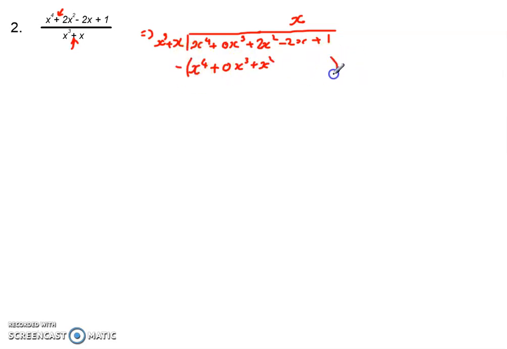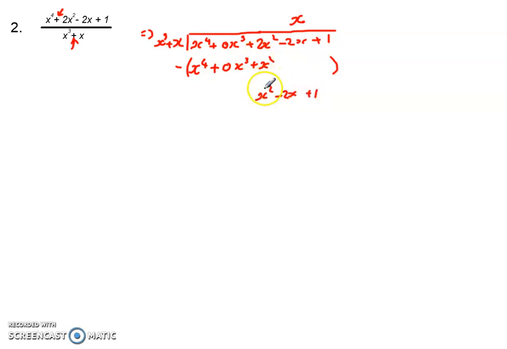Then follow the same set of steps and I subtract them. x to the 4 take away x to the 4 is nothing. 0x cubed take away 0x cubed again is nothing. 2x squared take away x squared gives me an x squared there. And then I've got my minus 2x and I've got my plus 1.